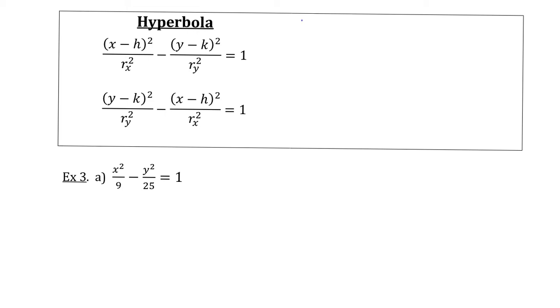The center will still be h, k. And the x and y radius don't change either, but okay, let me look at this first standard form. If this was my center h, k, in this case, because the x term is the positive term, this is going to open in the x direction. So the shape of the graph is actually going to be something like this, although we're going to make it look better than this in a second. Okay, it opens in the x direction because it has a positive x term.